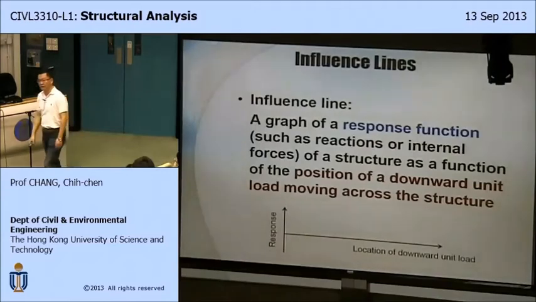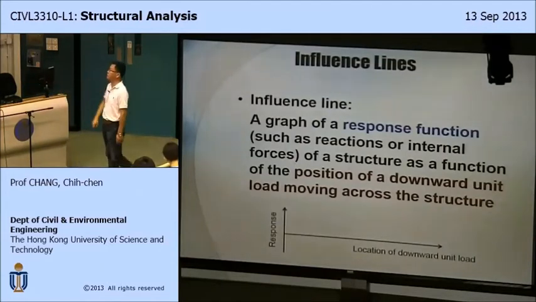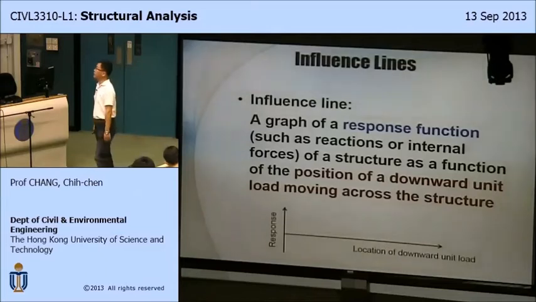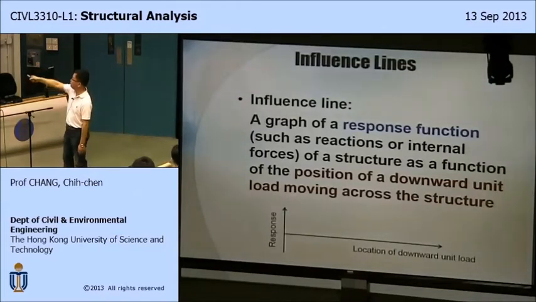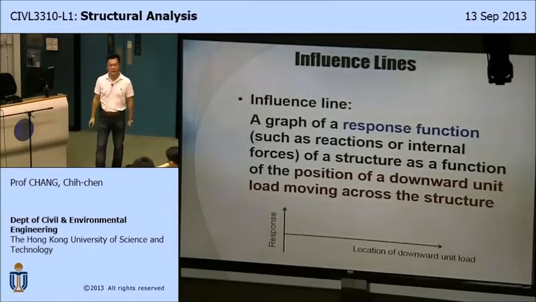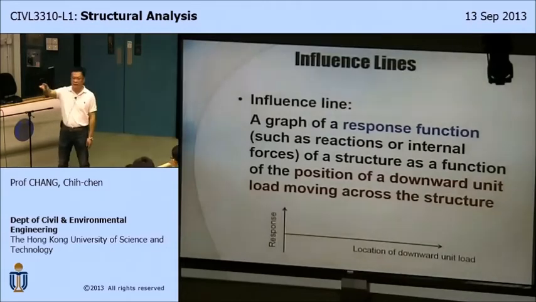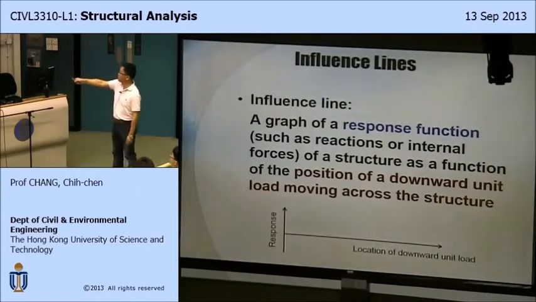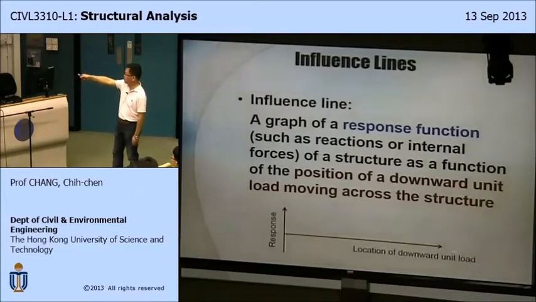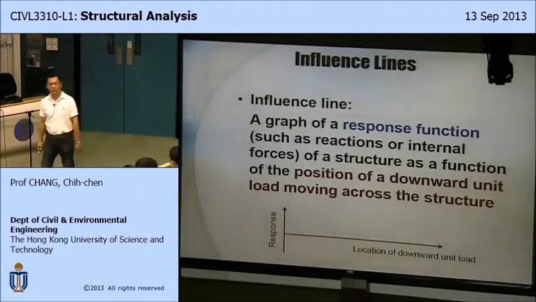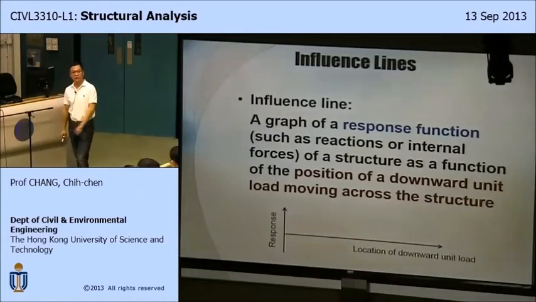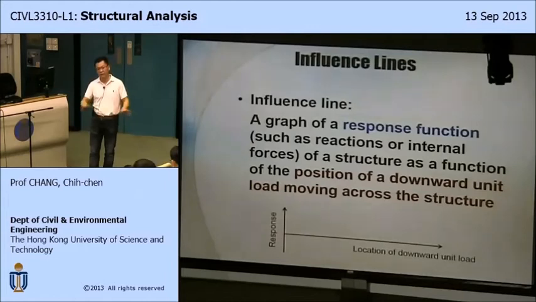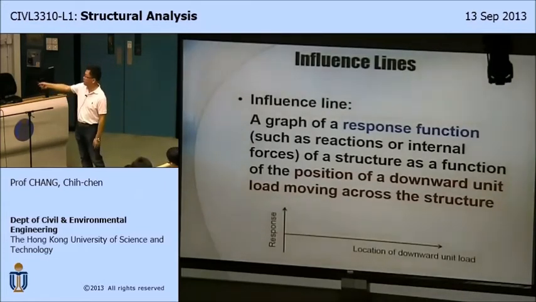All right, so here is the definition of the influence line. An influence line is a graph of a response function, such as reactions or internal forces of a structure, as a function of the position of a downward unit force moving across the structure. It is non-dimensionalized with respect to the magnitude of the external force, which is why we make it a downward unit force. So it looks like this. The x-axis is the location of the downward unit force. The y-axis is the response that you choose. The response can be a reaction, an internal shear force, or an internal bending moment. Any force, you can choose one, and then you just plot it against the location of the downward unit force.